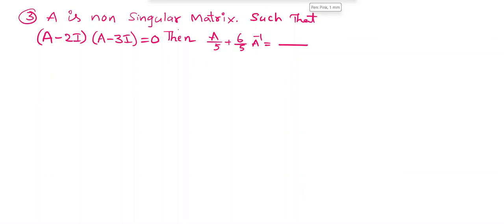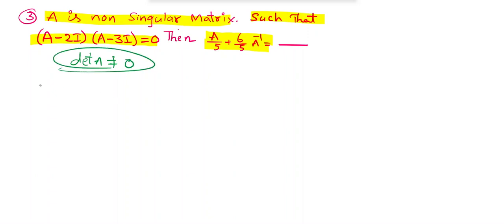This is the third question. Given that A is a non-singular matrix such that (A minus 2I) into (A minus 3I) is equal to 0, then the value of A by 5 plus 6 by 5 into A inverse is equal to dash. Here A is given as a non-singular matrix, that means det A is not equal to 0. The given relation is (A minus 2I) into (A minus 3I) is equal to 0.